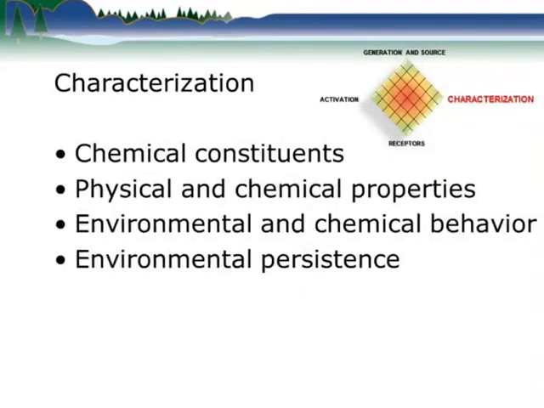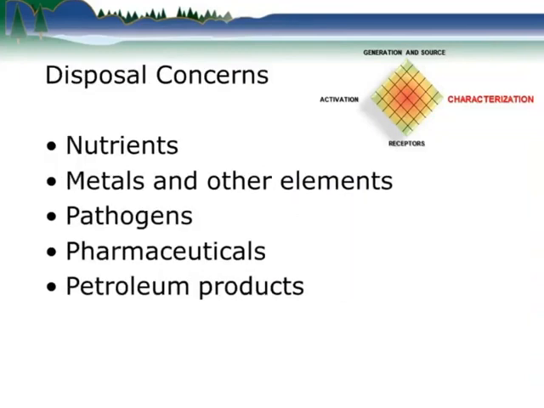So understanding what's in the material itself is also important. This can be the chemical constituents, the physical and chemical properties, the environmental and chemical behavior, and how it persists in the environment. For disposal concerns, what we are looking at primarily are nutrients, mostly nitrogen, phosphorus, metals and other elements, and that can be either in the material itself or things that are activated by being in contact with the material that's generated. Different types of pathogens, not just the one that is of interest.